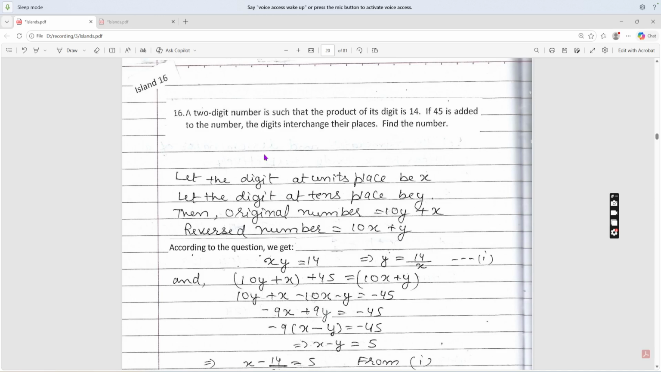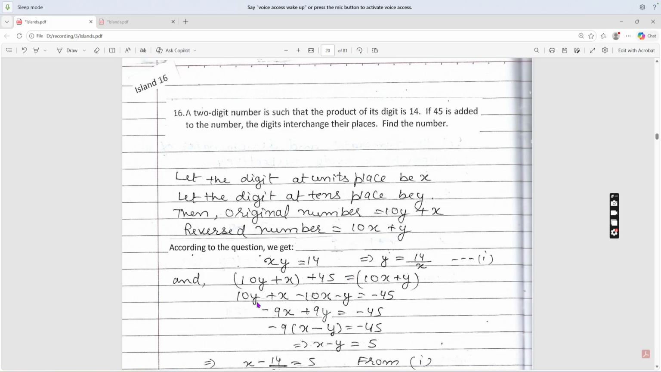Now the next equation: if 45 is added to the number, here number means the original number. What is the original number? 10y plus x, and we are going to add 45 to it. So on the LHS we get 10y plus x plus 45, or 45 plus 10y plus x. That is what we have written here: 10y plus x plus 45. Always use the brackets. So when 45 is added to the number 10y plus x, we get 10y plus x plus 45, then the digits interchange their places. So when the digits are interchanged, we get 10x plus y on the RHS, with the sign of equality in between.